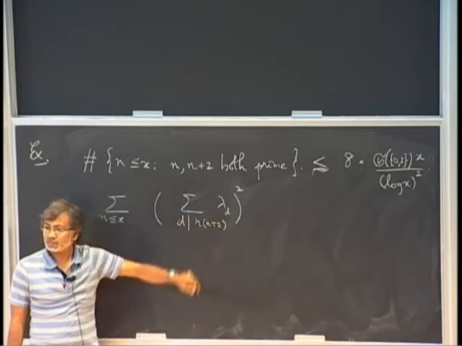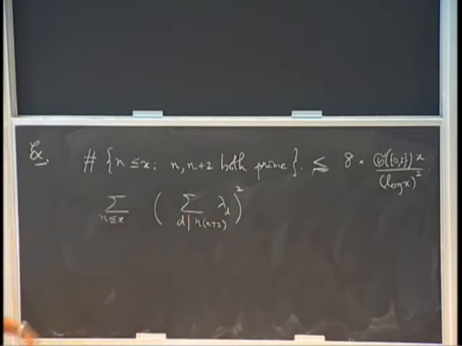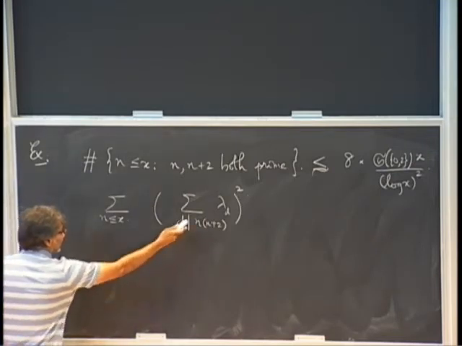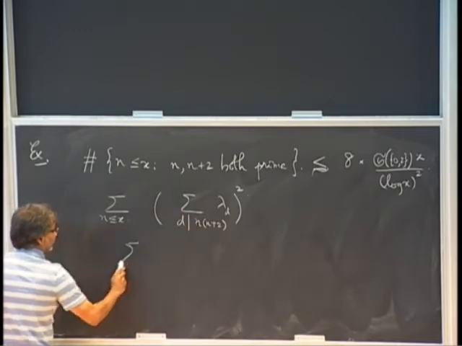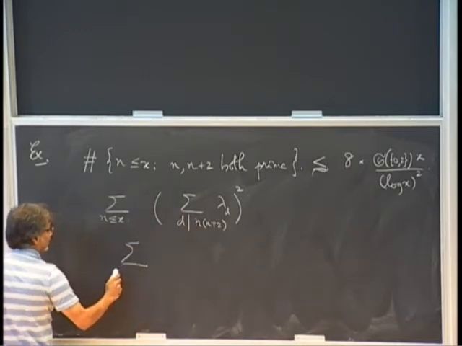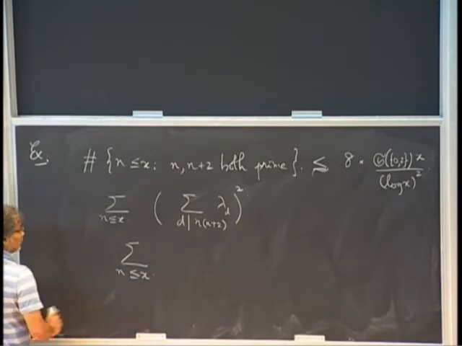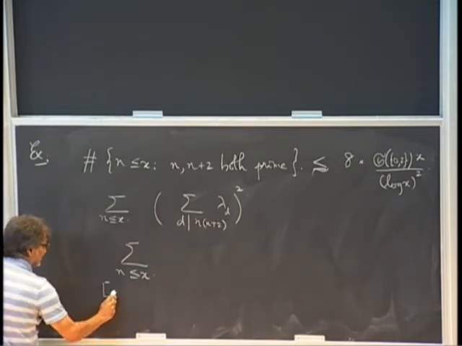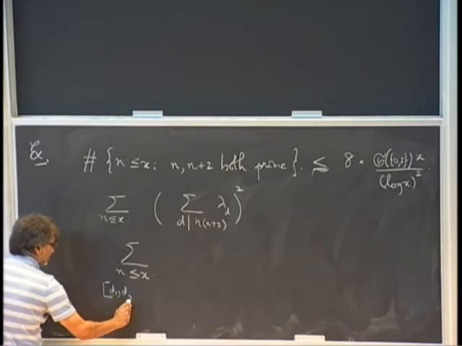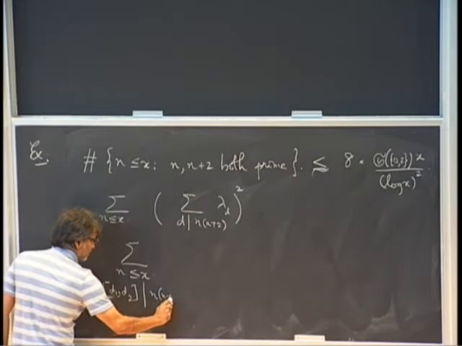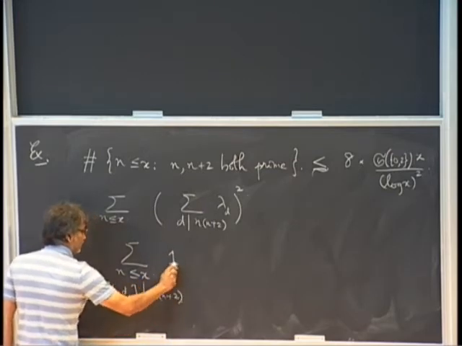And then the question is, what kind of a quadratic form do you get? Well, you have to compute the same kind of object here. If you expand this out in terms of d1 and d2, then you would be led to understanding how many integers n are there up to x, such that the LCM of d1 and d2 divides n times n plus 2.